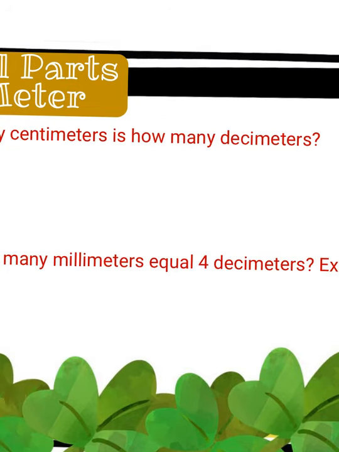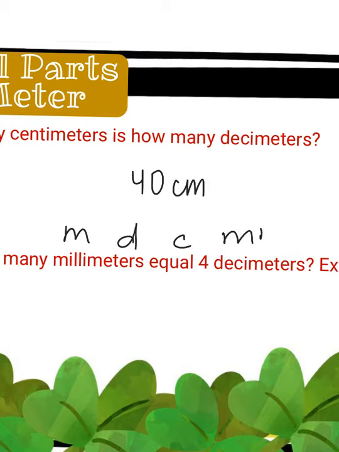All right, 40 centimeters would be how many decimeters? Let's think about this for a second. I have 40 centimeters. Remember we have meter, decimeter, centimeter, and then millimeter. Okay, somebody's saying 4. It'd be 4 decimeters. Why? Because a decimeter is 1/10 of a meter, and a centimeter is 1/100th of a meter. So if there's 40 centimeters, you divide that by 10.